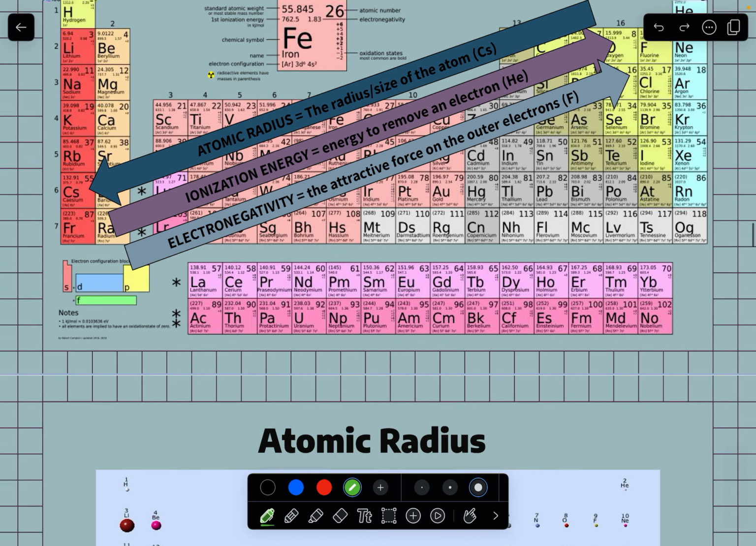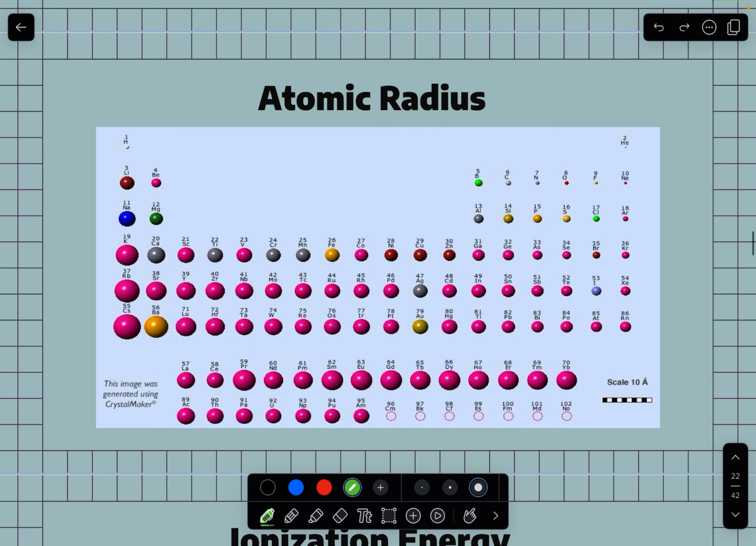And the next unit, unit 1, we'll talk about Coulomb's law, and we'll talk about how that affects each one of these. Okay, so just a visual for atomic radius, you can see you have the biggest atoms down on the bottom left, the smallest up on the top right.